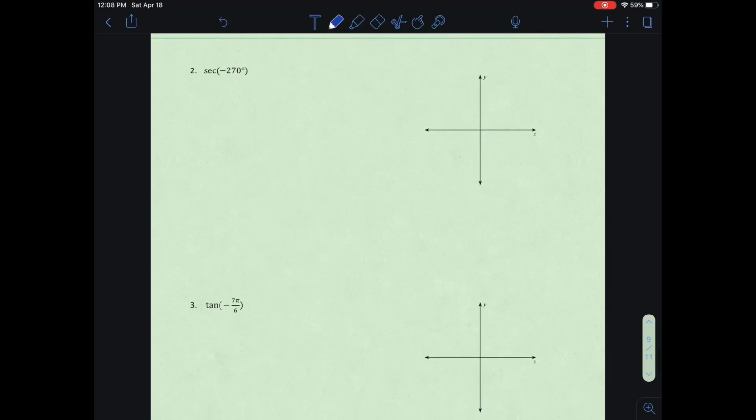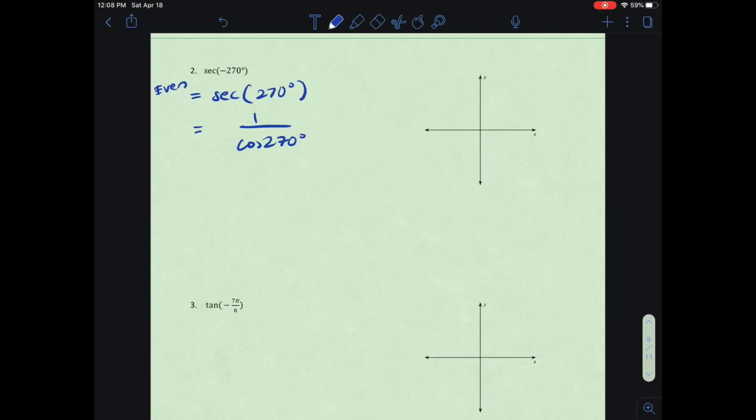So here we have secant of negative 270 degrees. And so because secant is an even function, that negative that's inside, I can literally just drop it and pretend like it's not there, right? Because it won't make a difference. And then if it helps, you can write this as 1 over cosine of 270 degrees.